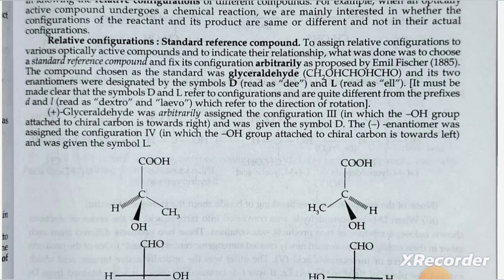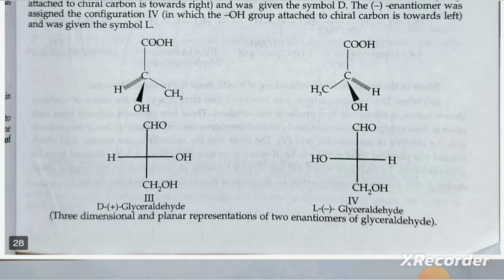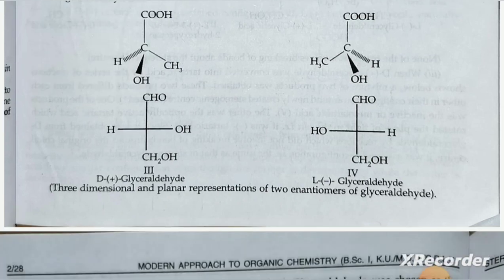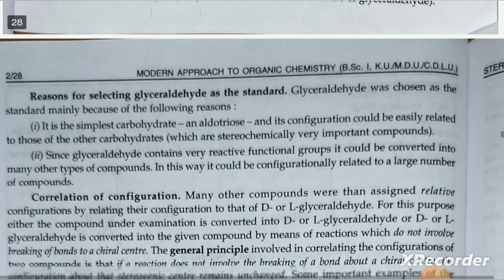Plus glyceraldehyde was arbitrarily assigned configuration 3, in which the OH group attached to the chiral carbon is towards the right, and was given the symbol D. The enantiomer was assigned configuration 4, in which the OH group attached to the chiral carbon is towards the left, and was given the symbol L. D plus glyceraldehyde and L minus glyceraldehyde: three-dimensional and planar representation of the two enantiomers of glyceraldehyde.